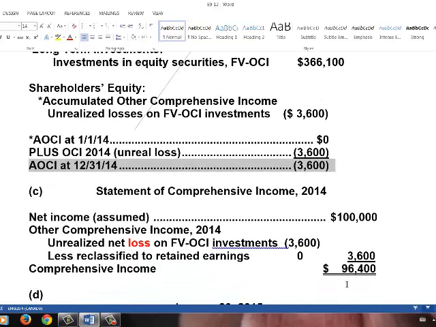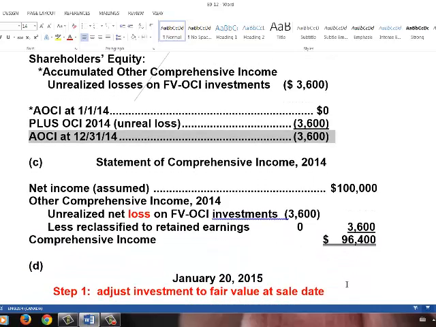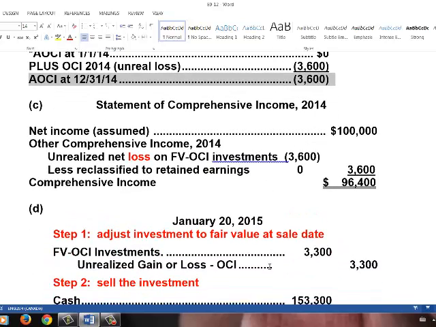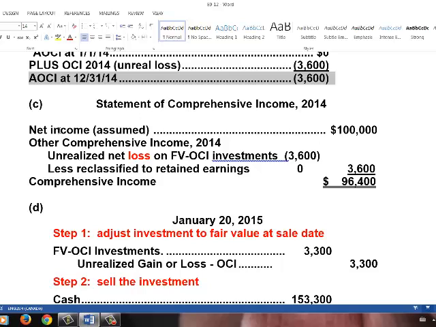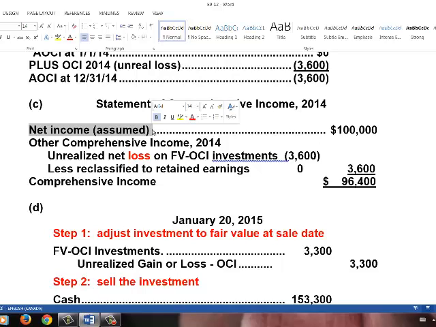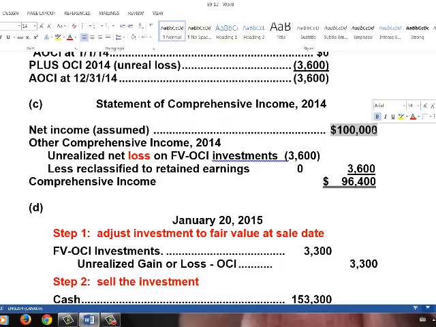In Part C, the question asks us to show what amounts would be reported on the Statement of Comprehensive Income. We know that comprehensive income is equal to net income plus OCI. I've just made an assumption here so that we can show you a partial statement of comprehensive income. I just like to put numbers in. So I've assumed that net income would be 100,000. Now, what would OCI be? Well, OCI would be 3,600.